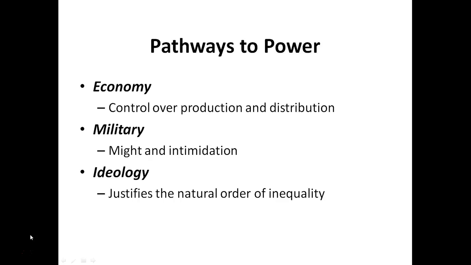The three primary pathways to power are control over the economy, control of the military, and control of ideology. Control of the economy allows control of the production and distribution of resources, both the importation of hard-to-obtain exotic materials, as well as the distribution of important life-sustaining subsistence goods. Control of the military provides might and intimidation in order to create and maintain power. And control of ideology, the use of politics and religion in order to justify this natural order of inequality.